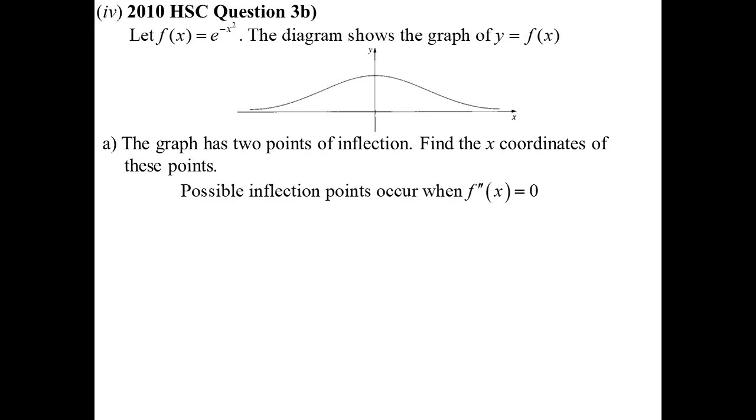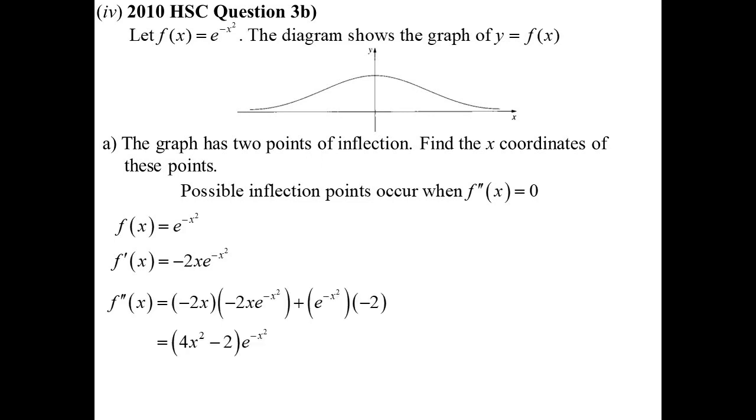So I need to differentiate my exponential a couple of times. e to the minus x squared goes to minus 2x e to the minus x squared. Do it a second time, but I've got to use a product rule. Write down the first, diff the second, plus write down the second, diff the first. And we end up with 4x squared minus 2 outside e to the minus x squared. Solve that equaling 0.